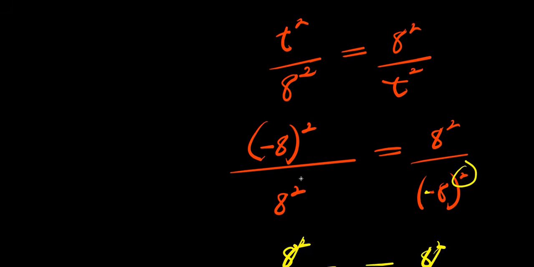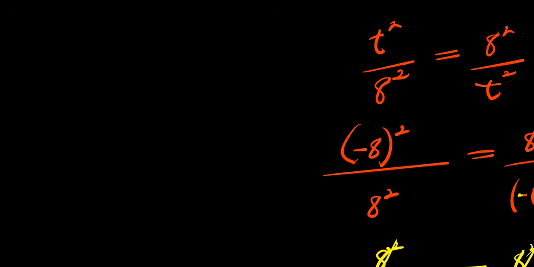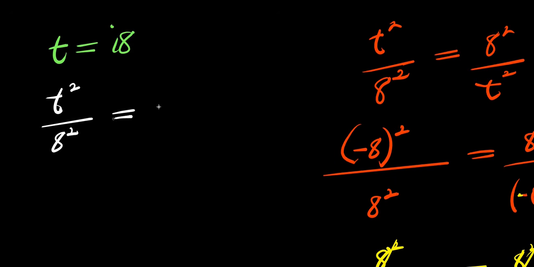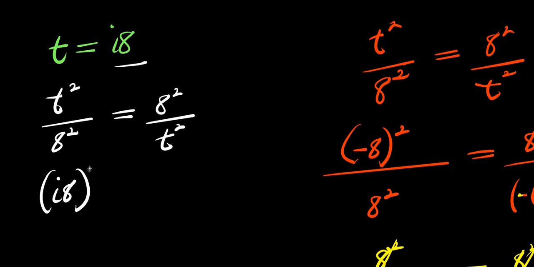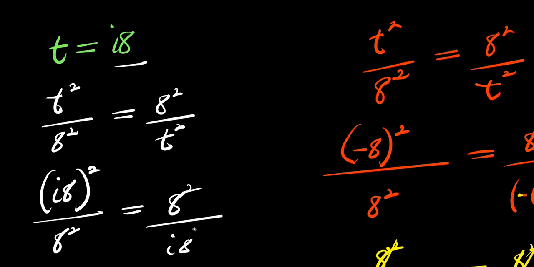Okay, let's consider complex values. We have T equals I times 8, or 8 times I. We are making use of the same equation. T power 2 divided by 8 power 2 equals 8 power 2 divided by T power 2. Let's make use of this. That means we are going to have I times 8 raised to the power of 2 divided by 8 power 2 equals 8 power 2 divided by I times 8 raised to the power of 2.